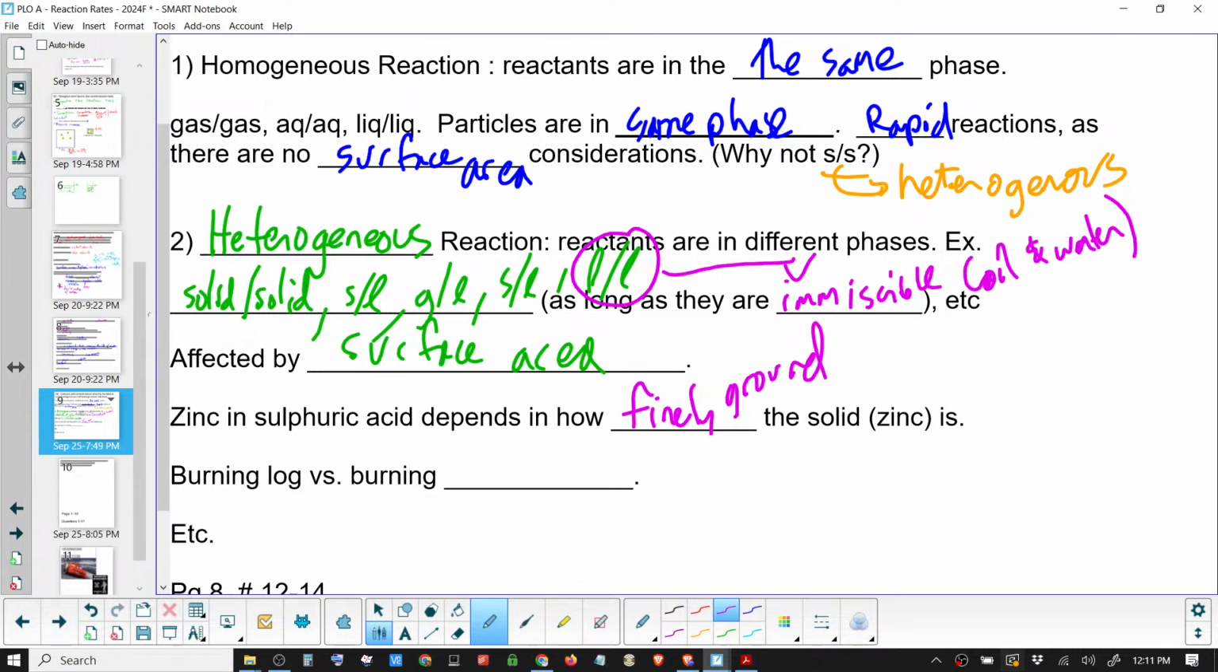So the demo was how finely ground is our solid zinc. You can burn a log, or what is it that you want to get when you're getting the fire going in Eco Challenge? You don't just light the log on fire. Yeah, you're trying to boil water, but how do you get the fire going quickly? Paper. Paper is wood, but it has way more surface area, so it burns quickly and you can get the fire going faster. Paper has lots of surface area. Burning log has less surface area.